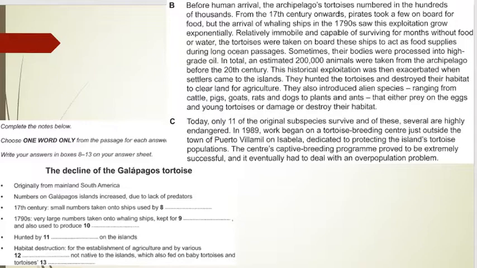So, here by is a preposition. It indicates that the answer is a noun. So, small numbers of turtles or tortoises taken onto ships which are used by. Let's search for 17th century. Yes, in the second line itself we have got it. From the 17th century onwards, pirates took a few on board. So who are they who took the tortoises on board?